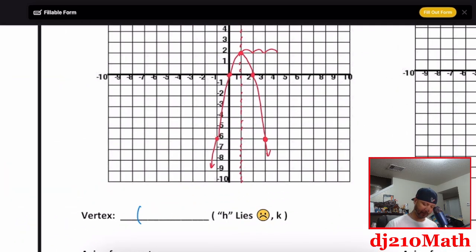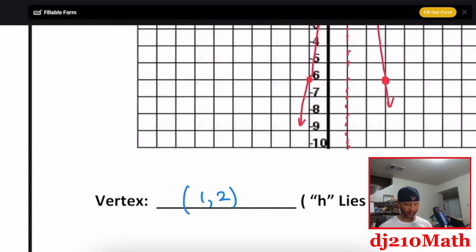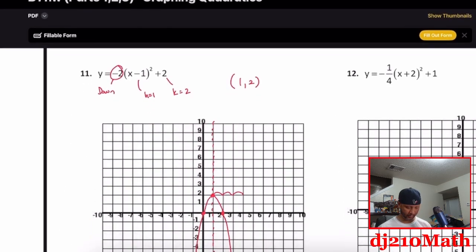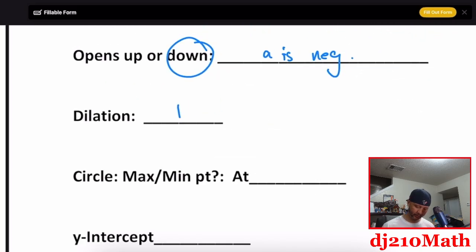Okay, this is going to be 1, 2. Axis of symmetry for this picture: x equals 1. It did open down. A was negative. The dilation was, is it 1? I feel like it was 1 because we multiplied by A. Oh no, it's negative 2. So the dilation is 2. Even though it's negative 2, we don't care about the negative for the dilation. All we look at is the number portion, right? Just the number.